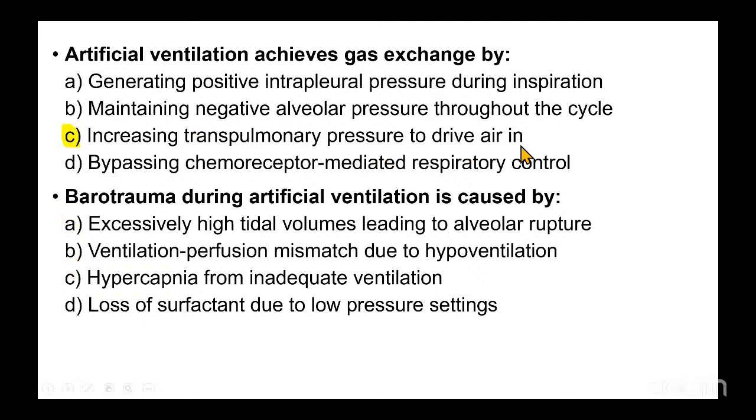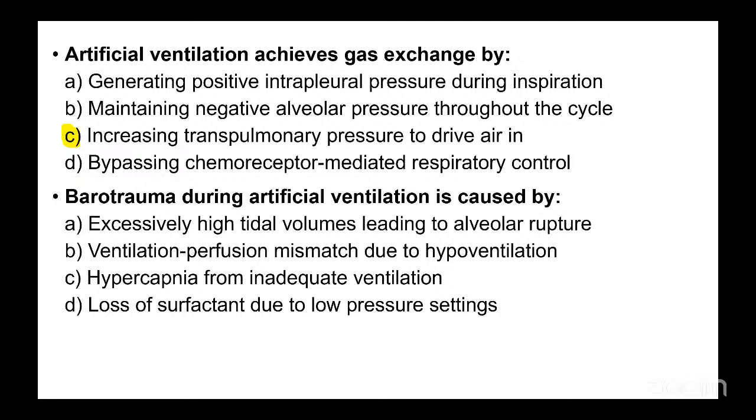So increasing the transpulmonary pressure. What is transpulmonary pressure? Your intra-alveolar pressure minus your intrapleural pressure. Since the intrapleural pressure is usually negative, this whole value will be positive. And when it increases more, it results in air to come in. Artificial ventilation increases this. One of the reasons it does is by putting in air at higher pressure, resulting in an increase in the intra-alveolar pressure.